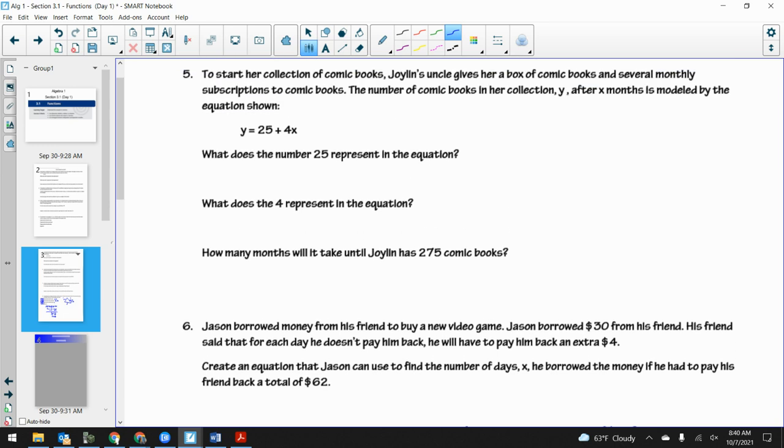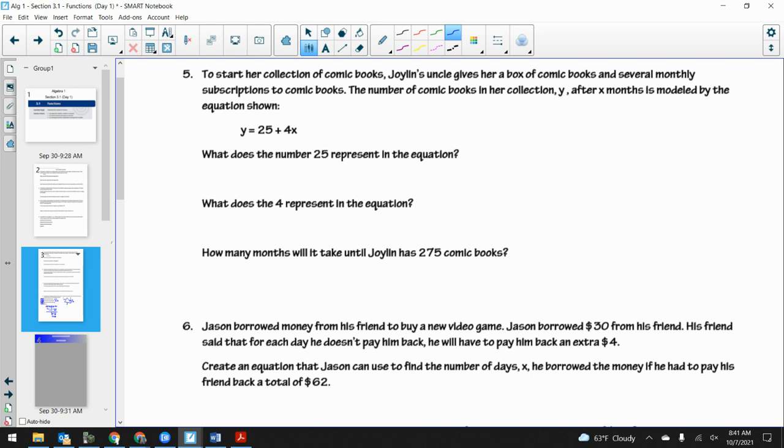To start a collection of comic books, Joylyn's uncle gives her a box of comic books and several monthly subscriptions to comic books. The number of comic books in her collection, y, after x months, is modeled by the equation shown. y is equal to 25 plus 4x. What does the number 25 represent in the equation?